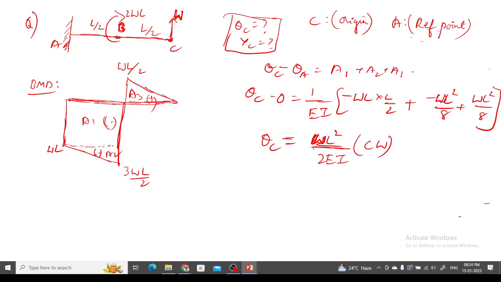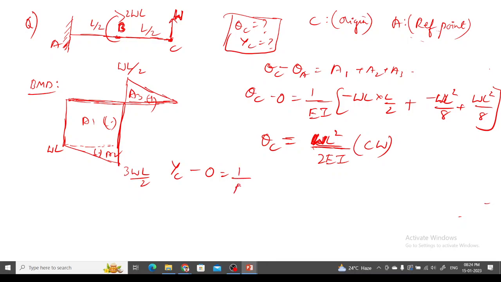So theta C, whether everyone is getting this answer, WL square by 2 EI. Sir, it will be minus. Yes, sir, clockwise, that is right. Yeah, clockwise. So shall I do YC? Everyone got theta C? Yes, sir. Okay, thank you.